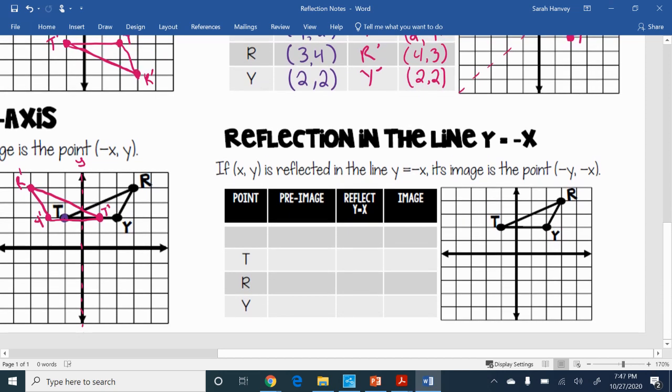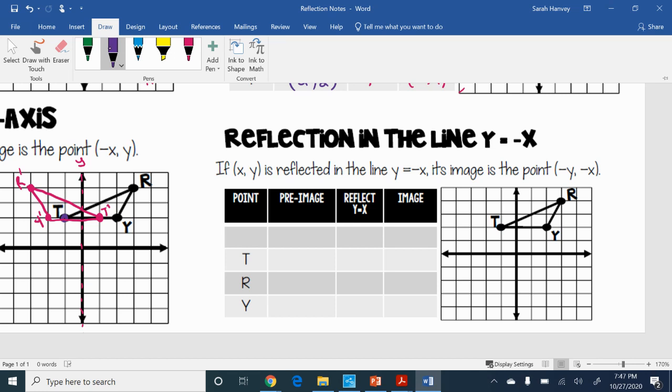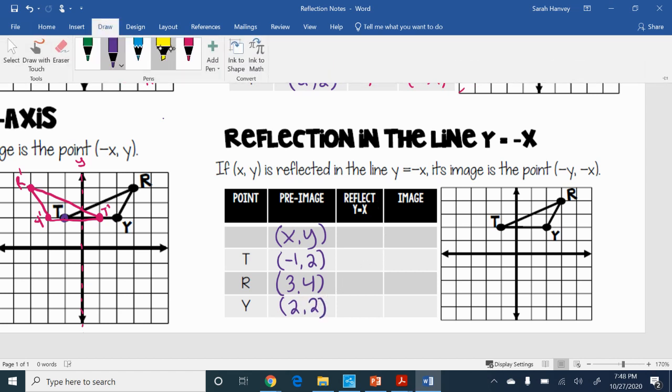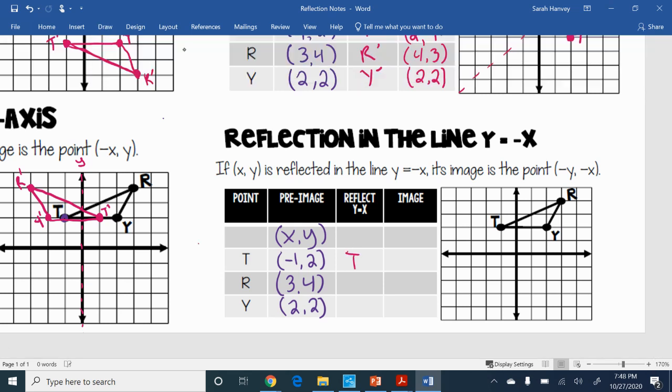All right, so here we go. We're going to go ahead and do our last problem, and it's going to be the reflection across y equals negative x. Let me first, once again, draw our pre-image, x, y. And so it's the same exact points. So it's going to be negative 1, 2. And so we're going to do T prime, R prime, and Y prime.